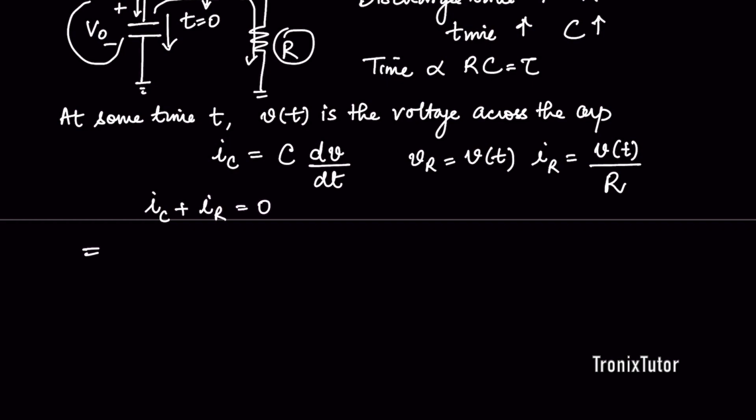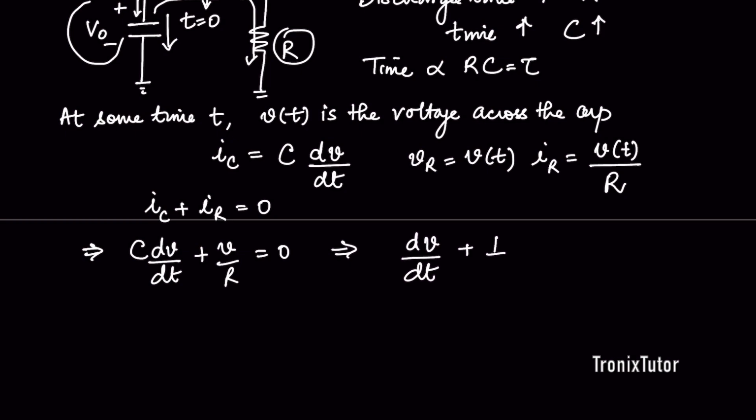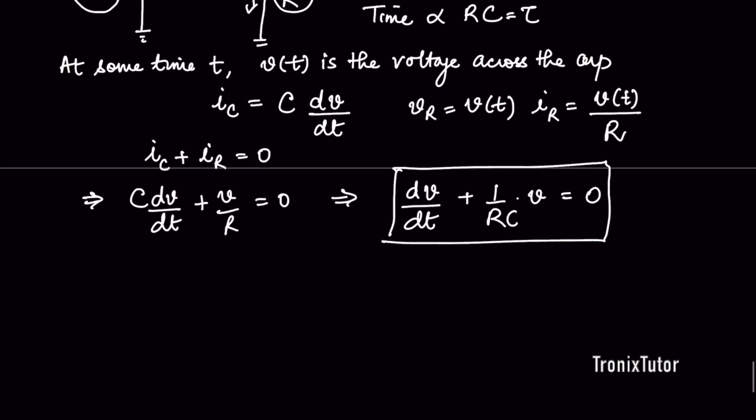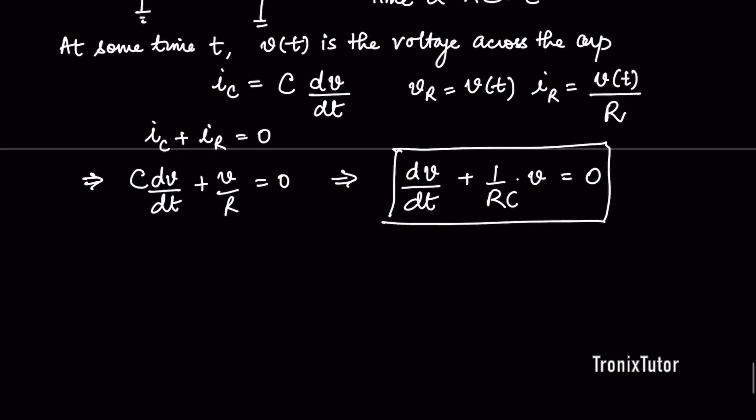to 0, and this implies C dV by dt plus V by R is equal to 0, or in other words, dV by dt plus 1 by RC into V is equal to 0. So this is the characteristic equation that drives the discharge of the capacitor. And so now this is a simple first order equation, so we can solve that. So I can collect the terms. I get dV upon V is equal to minus 1 by RC into dt.